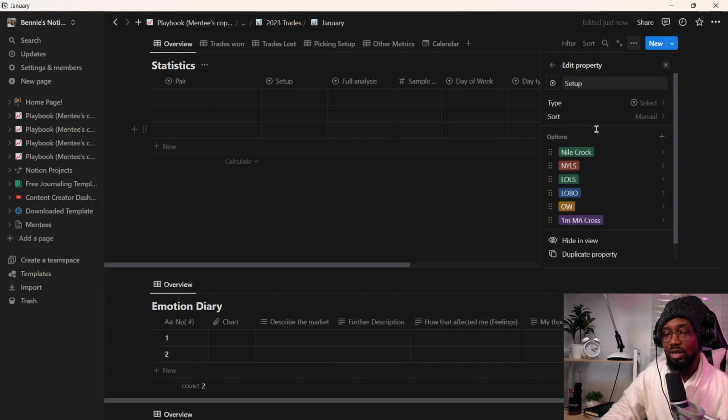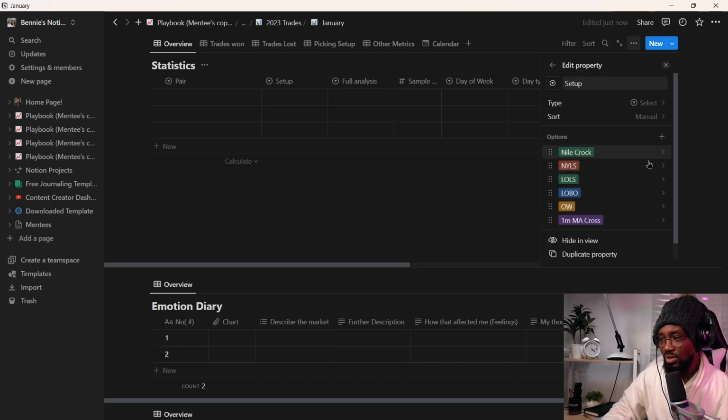If you're using, let's say, a particular pattern, Quasimodo, Judas swing, power of 3, whatever you're using, you can actually put it here, right? So these are the setups. I have a setup I call Nile Crook, so I use that setup here. All right, so I have one where a moving average is crossing, so I put that one as well. So it depends on your setup, right? It is peculiar to you. Whatever works for you, you come here, add it.